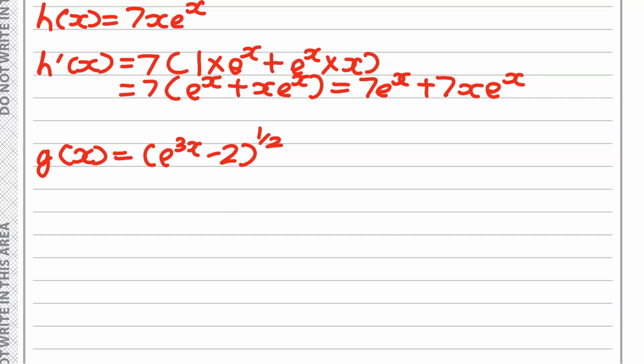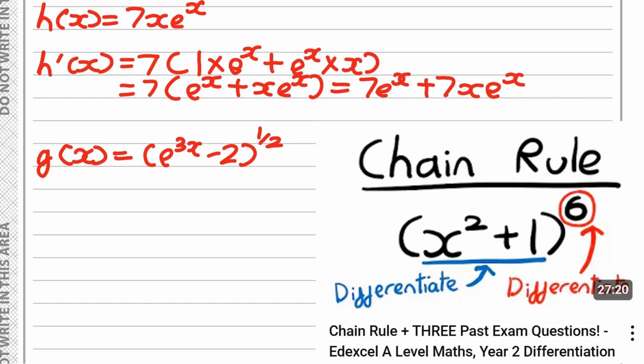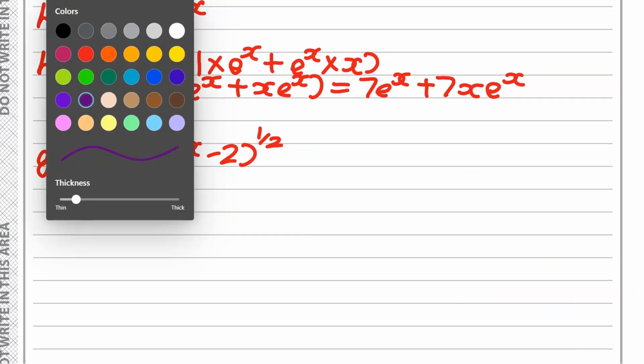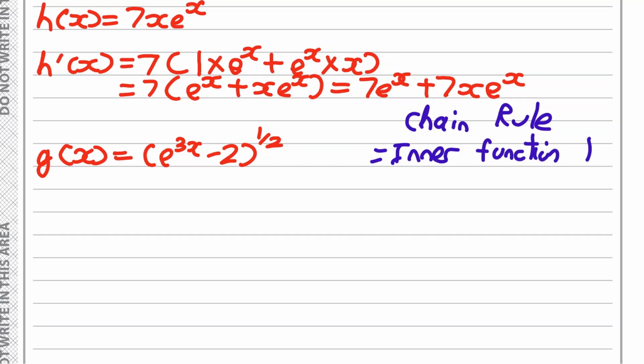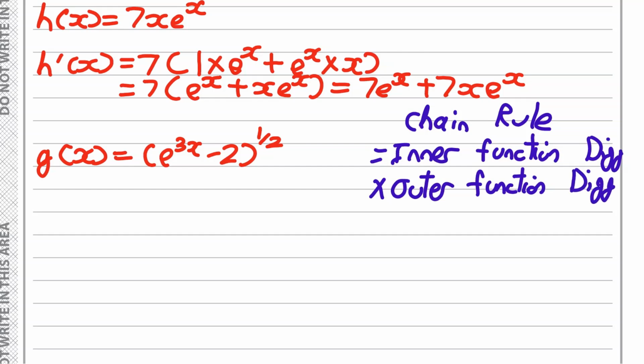Okay, so to differentiate this, we need to use the chain rule. Again, there's loads of ways that people teach and do the chain rule, so you can do it your way, but the way that I taught the chain rule, I said that the chain rule is the inner function differentiated multiplied by the outer function differentiated. In this case, the inner function is this e to the power of 3x minus 2, and the outer function is this power of a half here.